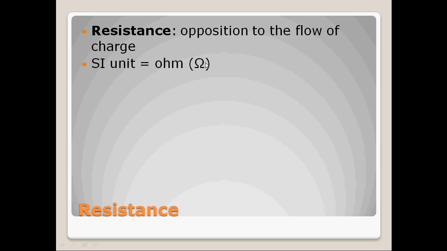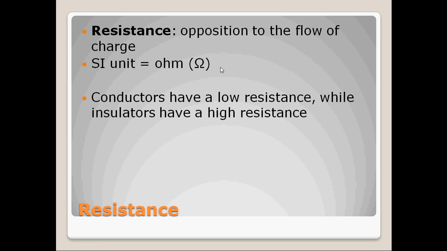So this is the unit that we measure the resistance in. Okay. Now the reason that conductors tend to pass charge along so easily is because they have a very low resistance. The way the atoms are set up inside of them, they're pretty open to letting our electrons pass through easily. Okay. Insulators, on the other hand, have a very high resistance.